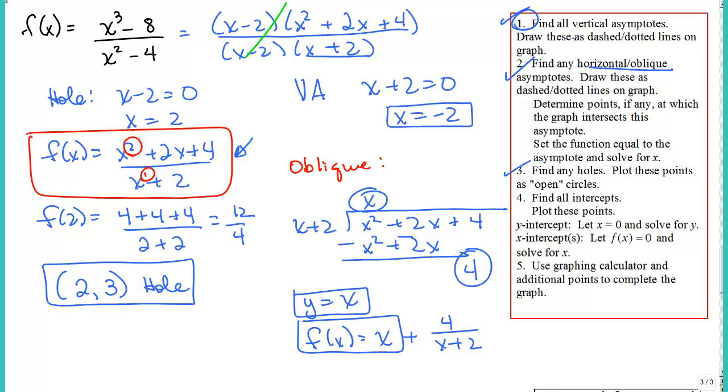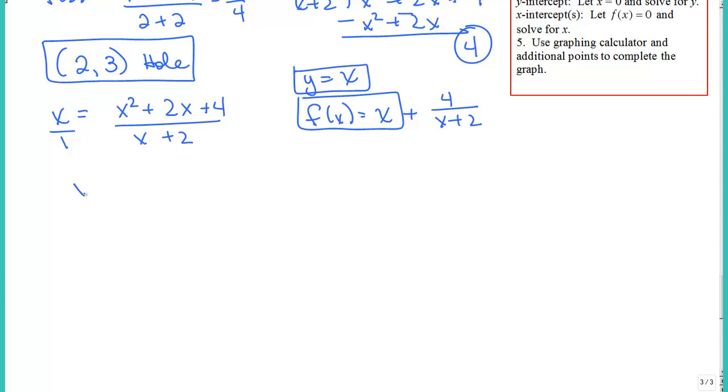So does the function ever cross that oblique asymptote? We're going to set the function equal to the asymptote, but this time the asymptote is x. So we're going to set x equal to, again, my reduced function, and see if it does indeed intersect. I'm going to do that by cross multiplying, and lots of things cancel out, and I get 0 equals 4, which is not possible. So no, it does not cross your oblique asymptote.